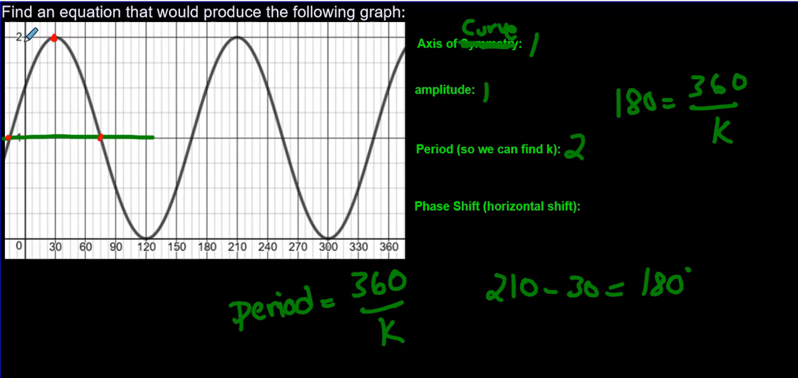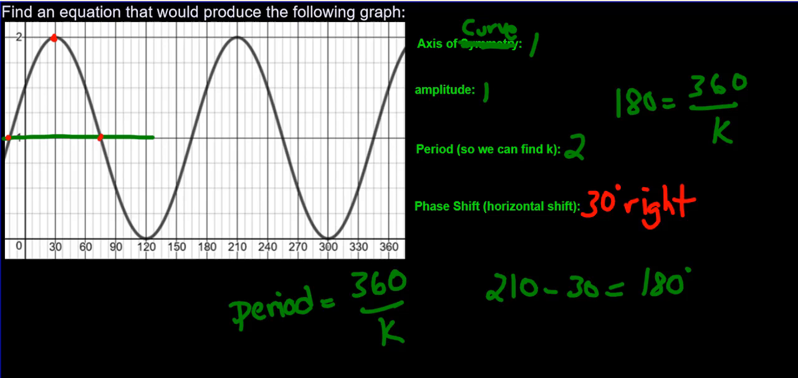Okay? So can you all see that cosine, if we choose cosine, then we'd say that this particular graph has moved 30 degrees to the right. Cosine normally starts at the extreme right here on the y-axis and moves down. This one has started 30 degrees over to the right. Okay? So the phase shift is 30 degrees to the right.